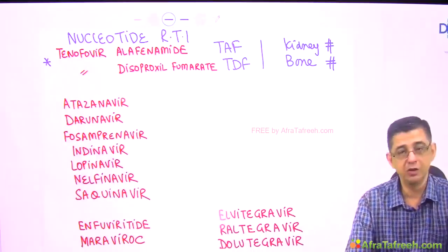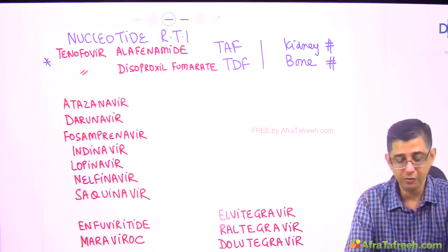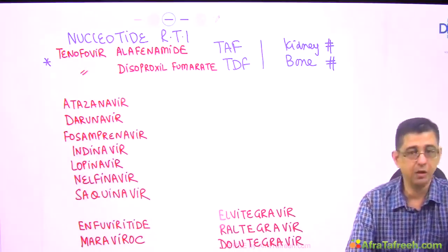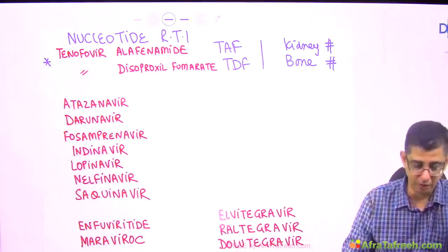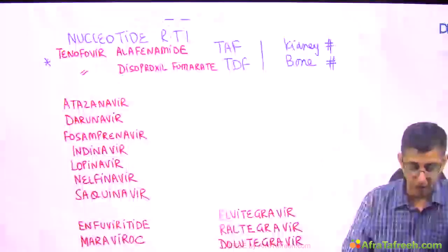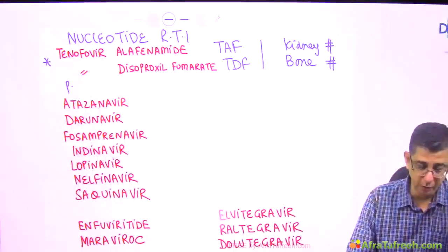The advantage with this is dosing, and the second advantage with this would be that this is also active against hepatitis B. So three drugs that are effective against hepatitis B are tenofovir, then is emtricitabine and lamivudine. Subsequently, we will study regarding protease inhibitors.